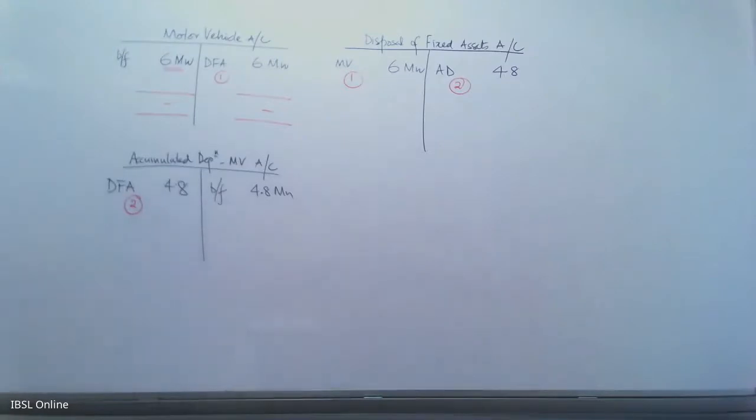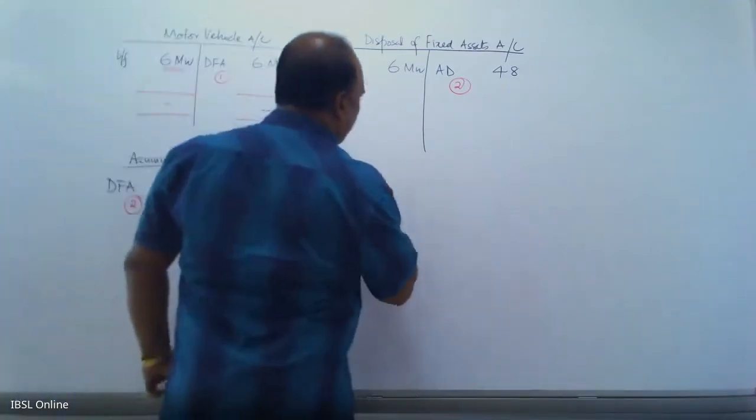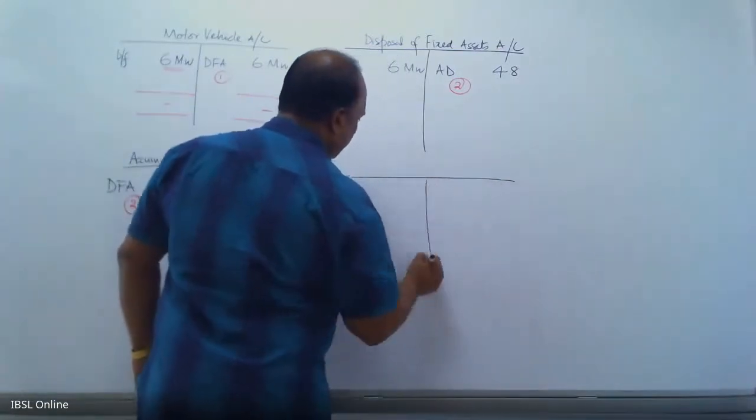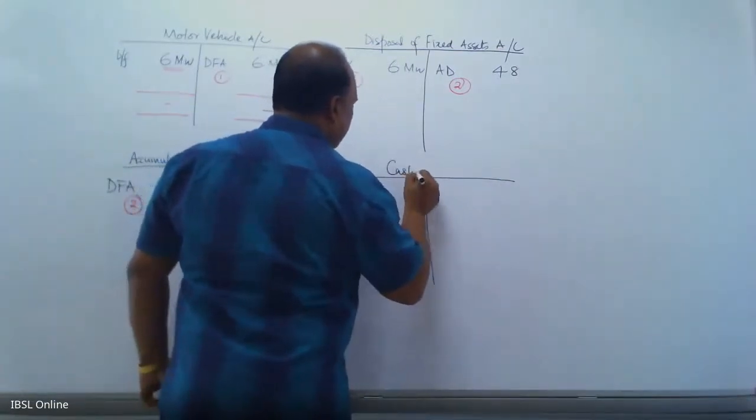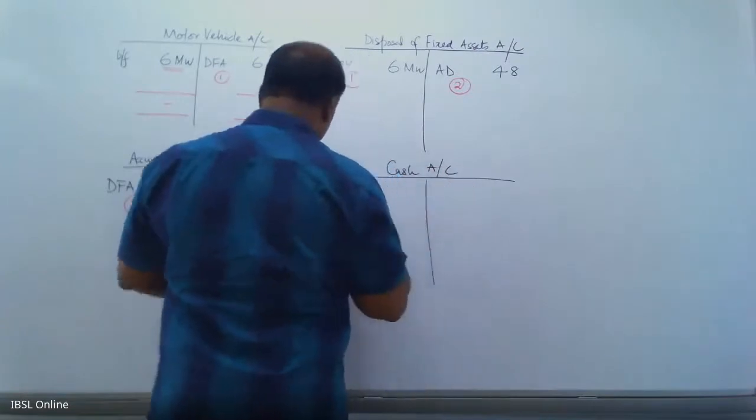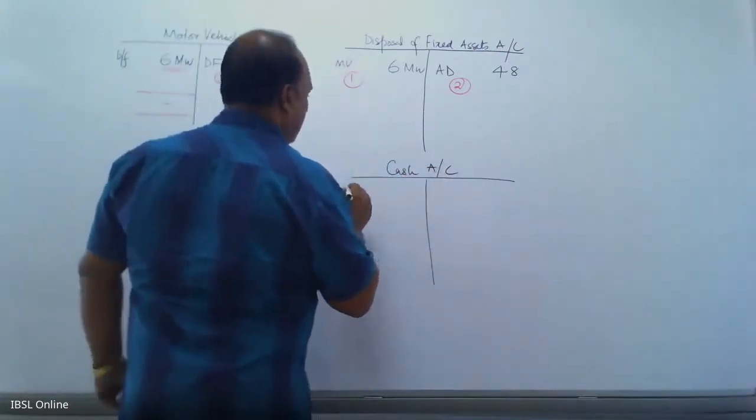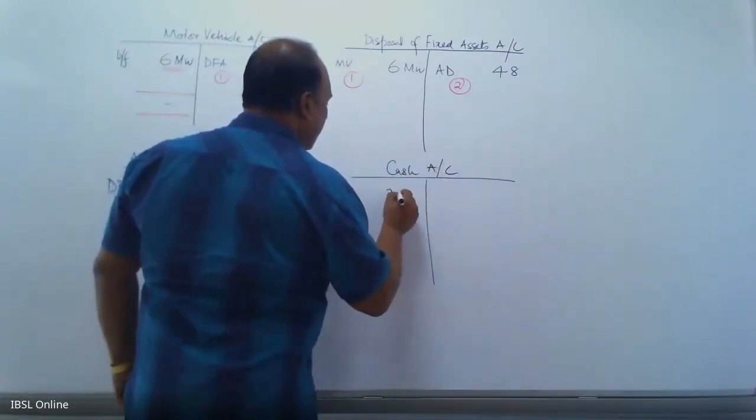Third part. Now you have received money, no? You have received some amount of cash. So when you receive cash, what would you do? You will debit your cash account, which is 3.5 million, I said.